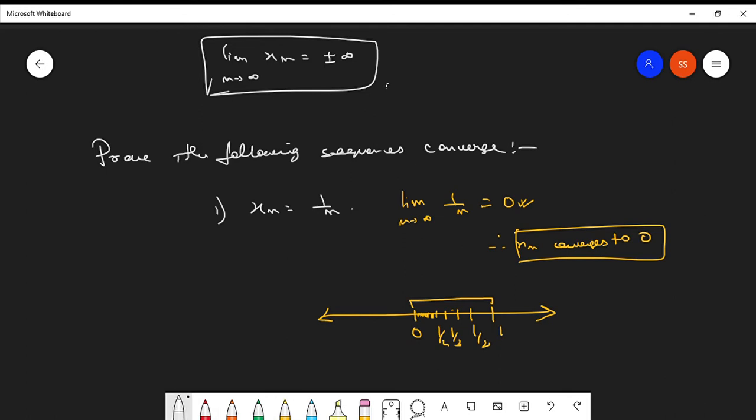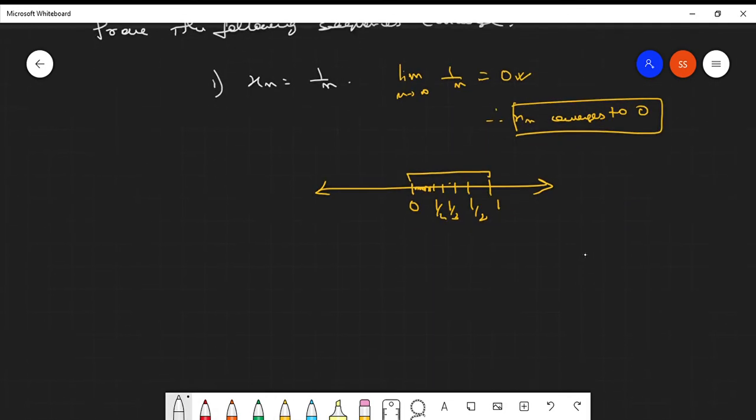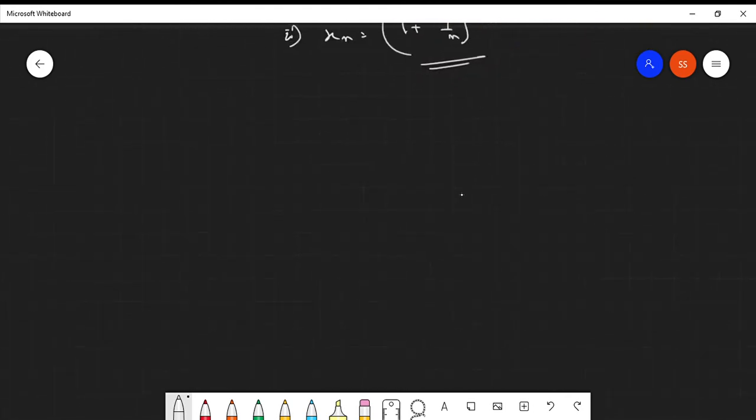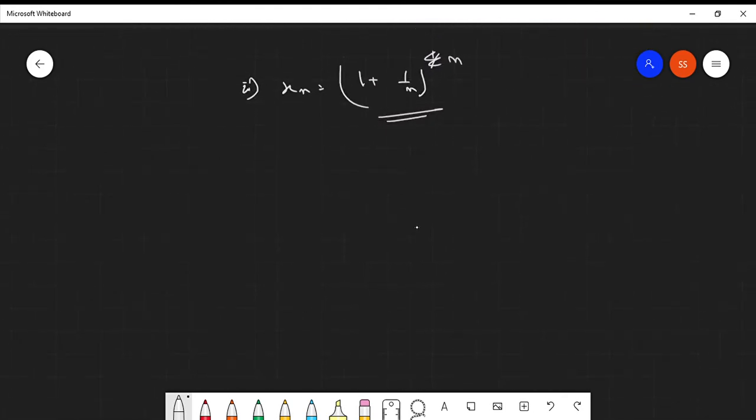For example, you are given this sequence, which we just had a conversation about. xn equals (1 plus 1 over n) whole to the power n, right? So what will be the limit of this sequence as n tends to infinity? This comes out to be basically e. Let us prove it. This is a very important limit. So let y equal (1 plus 1 by n) whole to the power n.